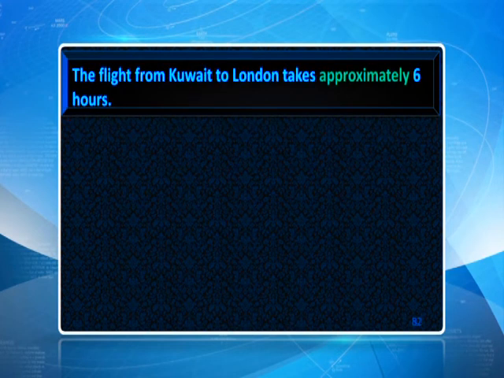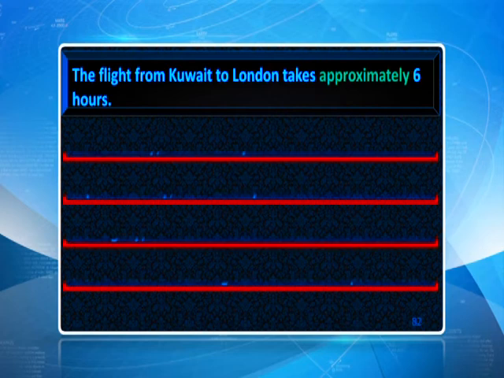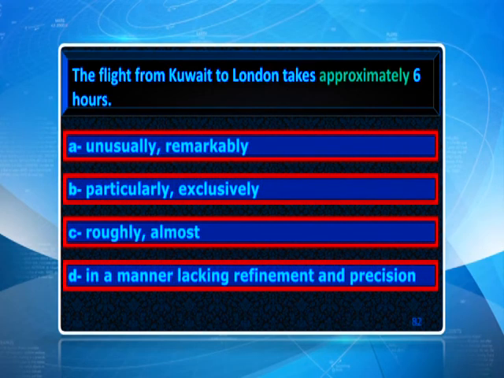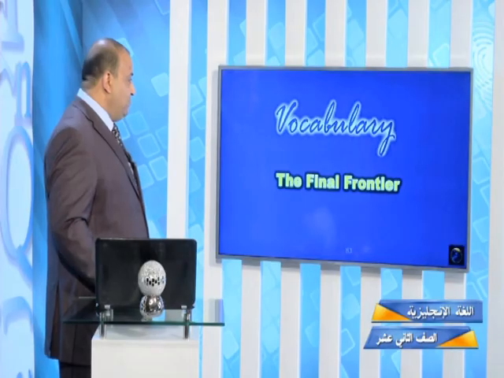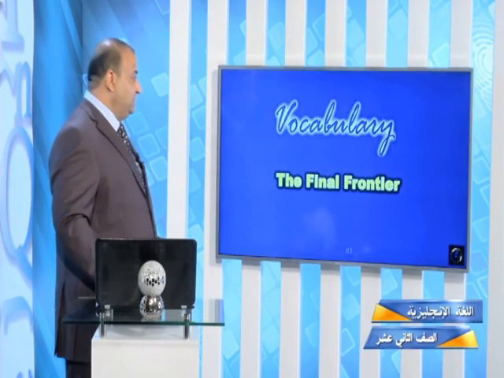The last sentence is: the flight from Kuwait to London takes approximately 6 hours. Approximately means, have a look at the choices, A, B, C, or D. Think about it. Approximately means choice C, roughly or almost. Now let's move now to the last part of this presentation.